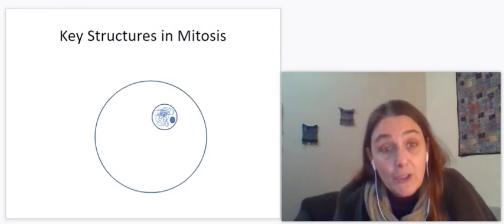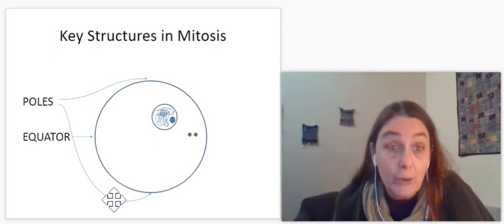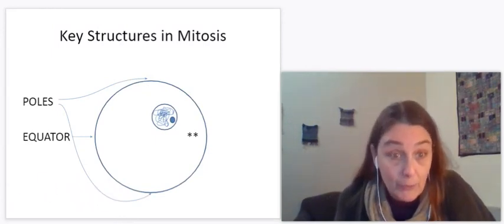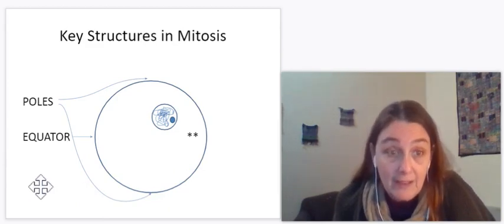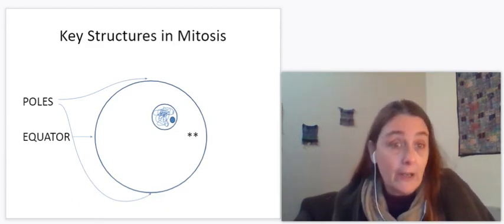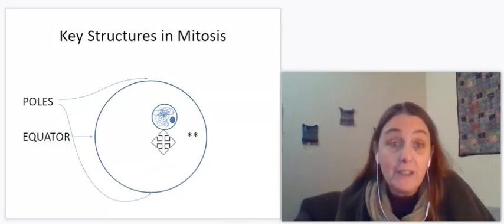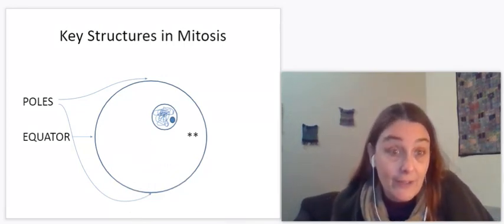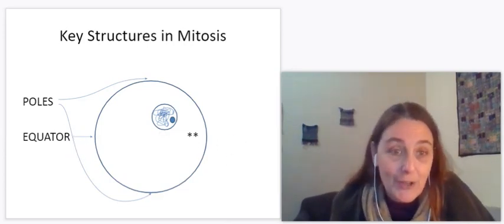And to talk about that, I want to make sure that we've reviewed all the structures that we're going to be talking about and that you're familiar with them. So first of all, when we talk about things moving around the cell, we use the terms poles and equator as if it was the Earth. So if something is moving toward the poles, that means it's moving toward either end of the cell. If it's lined up across the equator, that means it's across the middle.